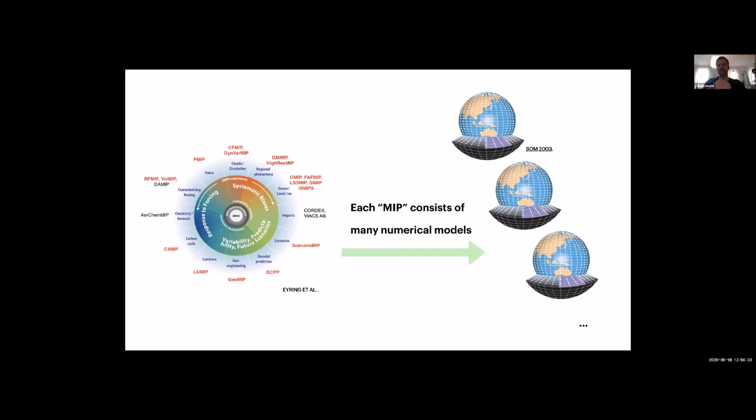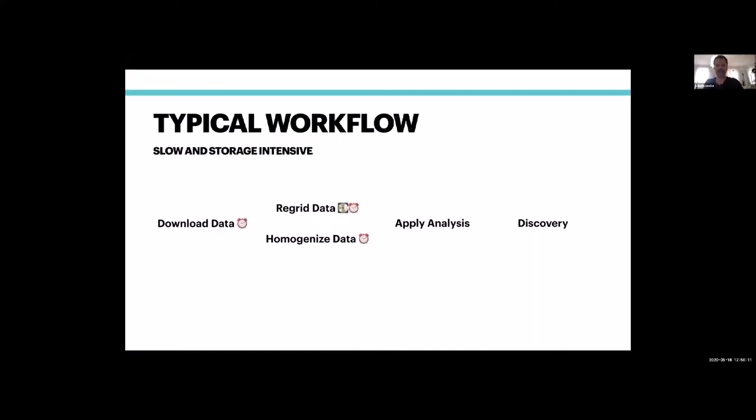And each one of these model intercomparison projects ends up with a lot of these numerical model outputs, which are usually gridded, as you can see on the right. And so a typical workflow would be to download that data. Takes a hell of a lot of time if it's that much data. Then usually people wrangle with regridding and stuff.